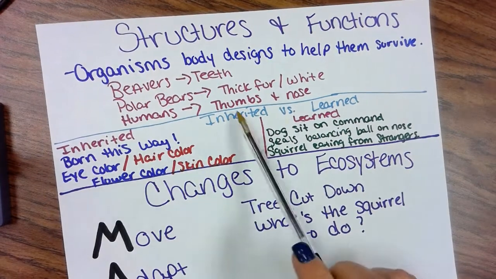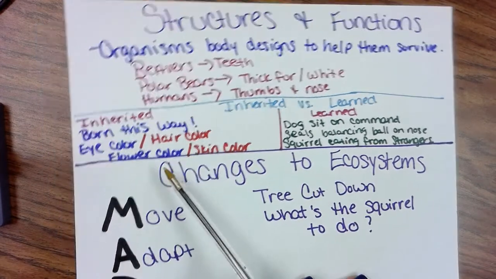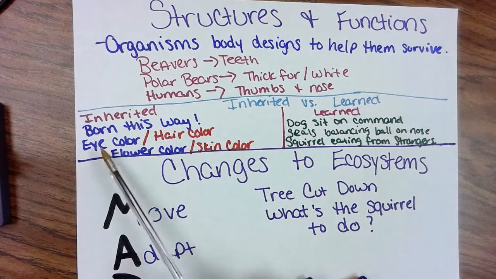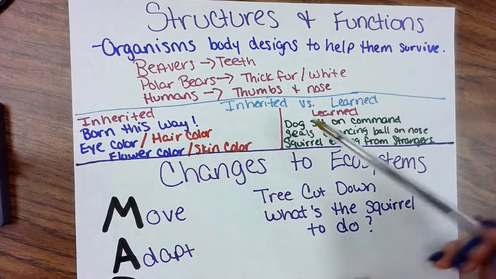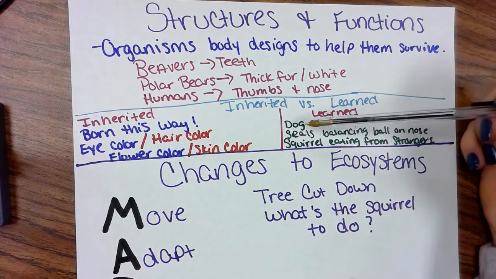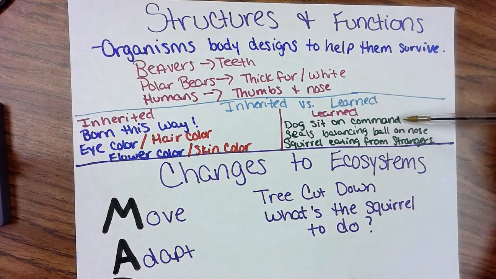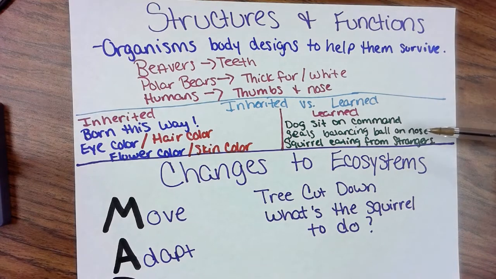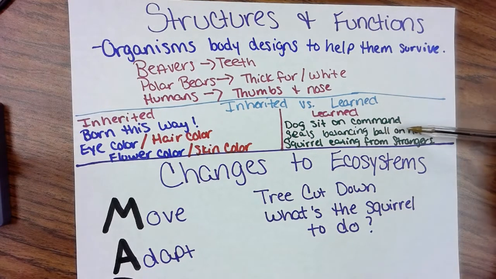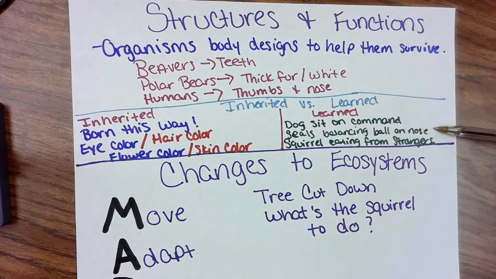All right. Inherited versus learned. Inherited. Born this way, right? Eye color, hair color, flower color, skin color. Learned. A dog sits on command. Did he learn how to get the brown in his fur? No, but did he learn how to sit when you say sit? Yes.